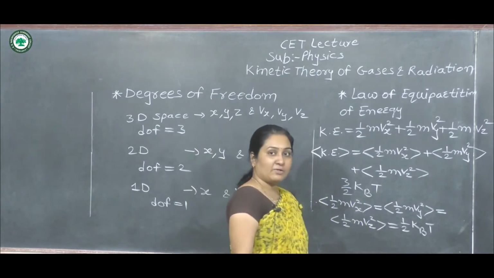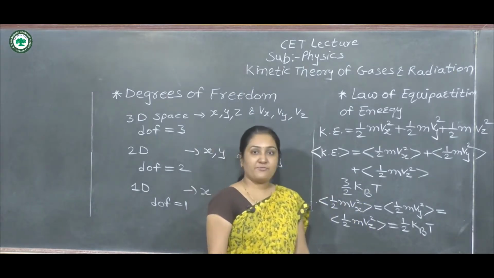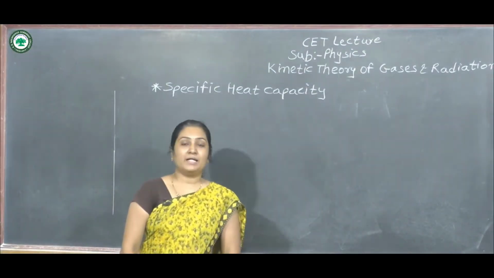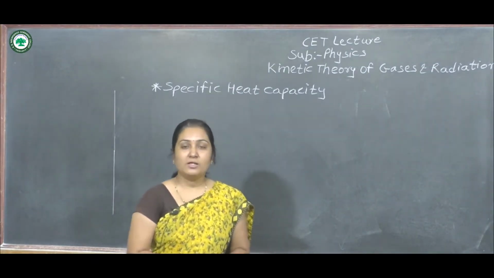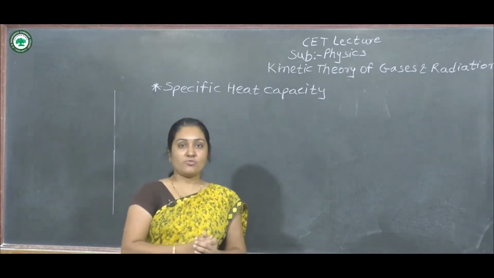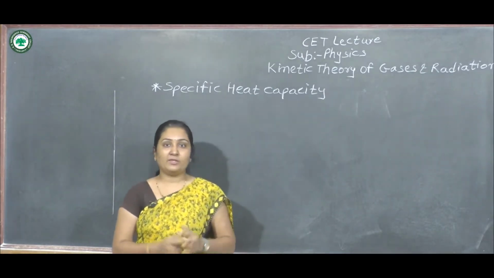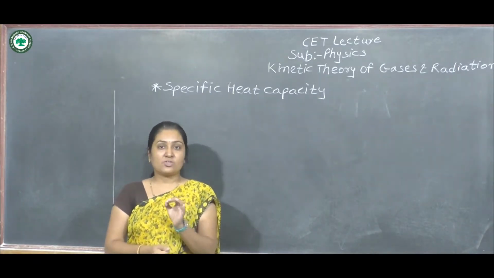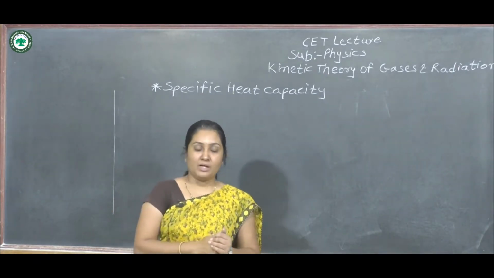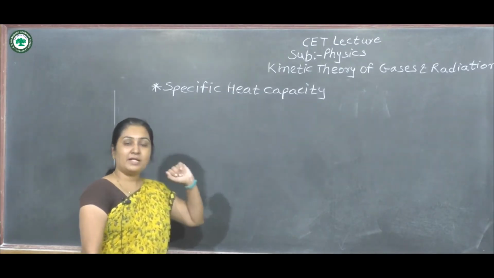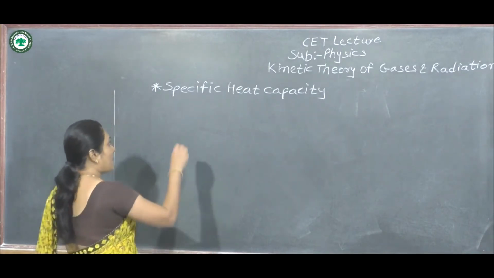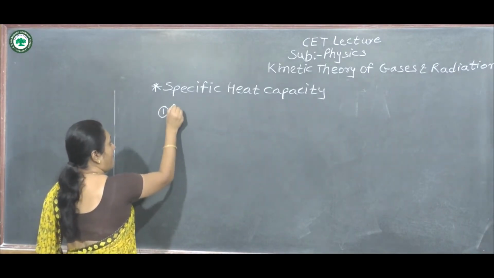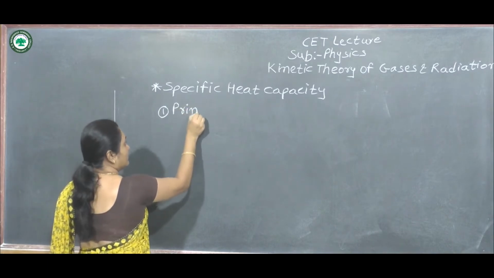Then the next point that we are going to study is specific heat capacity. So specific heat capacity means the amount of heat required to raise the temperature of an object by 1 Kelvin or 1 degree Celsius. Now this specific heat is mainly of two types, the first type is principal specific heat.